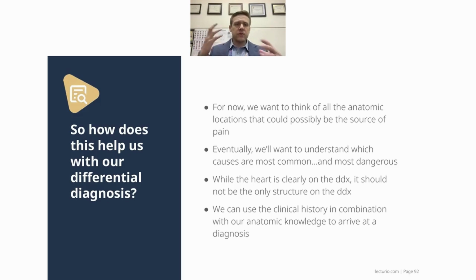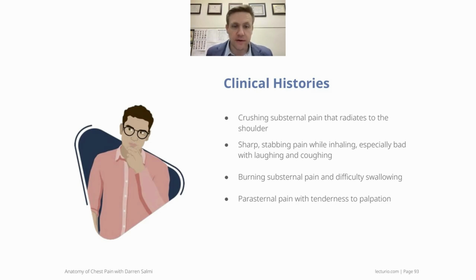Now, again, we're going to use our clinical history in combination with our anatomy knowledge to help us arrive at a diagnosis. We're not going to talk about all of the diagnostic procedures you might go through to really nail a diagnosis. It's really just going to be an overview to connect the anatomy to chest pain. So here are some clinical histories we'll go over and think about where we could have some anatomic locations that correlate with this pain.